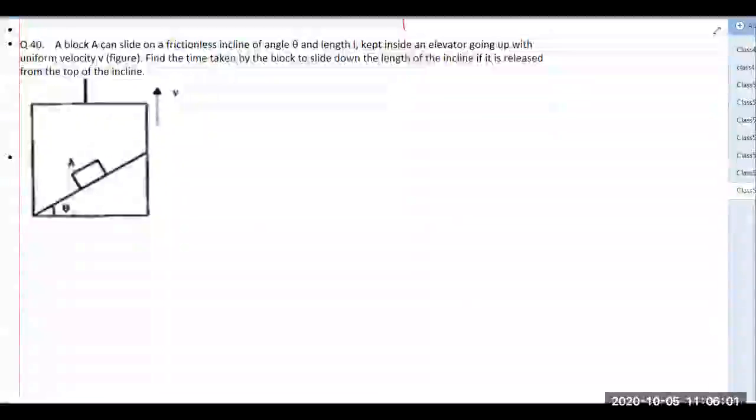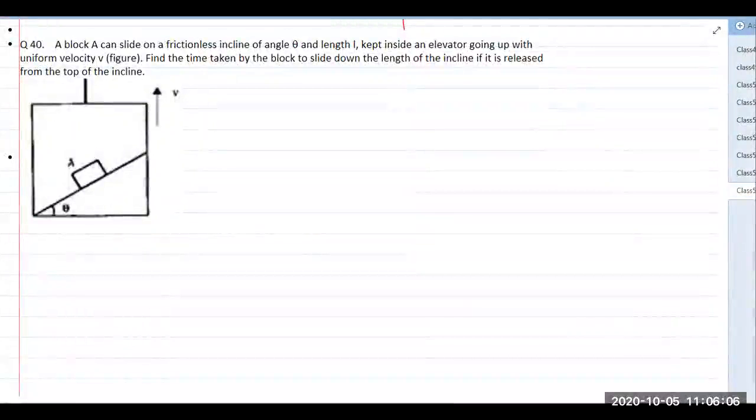Okay, so look at this question. A block A can slide on a frictionless incline of angle theta, length L, kept inside an elevator going up with uniform velocity V. Find the time taken by the block to slide down the length of the incline if it is released from the top of the incline.